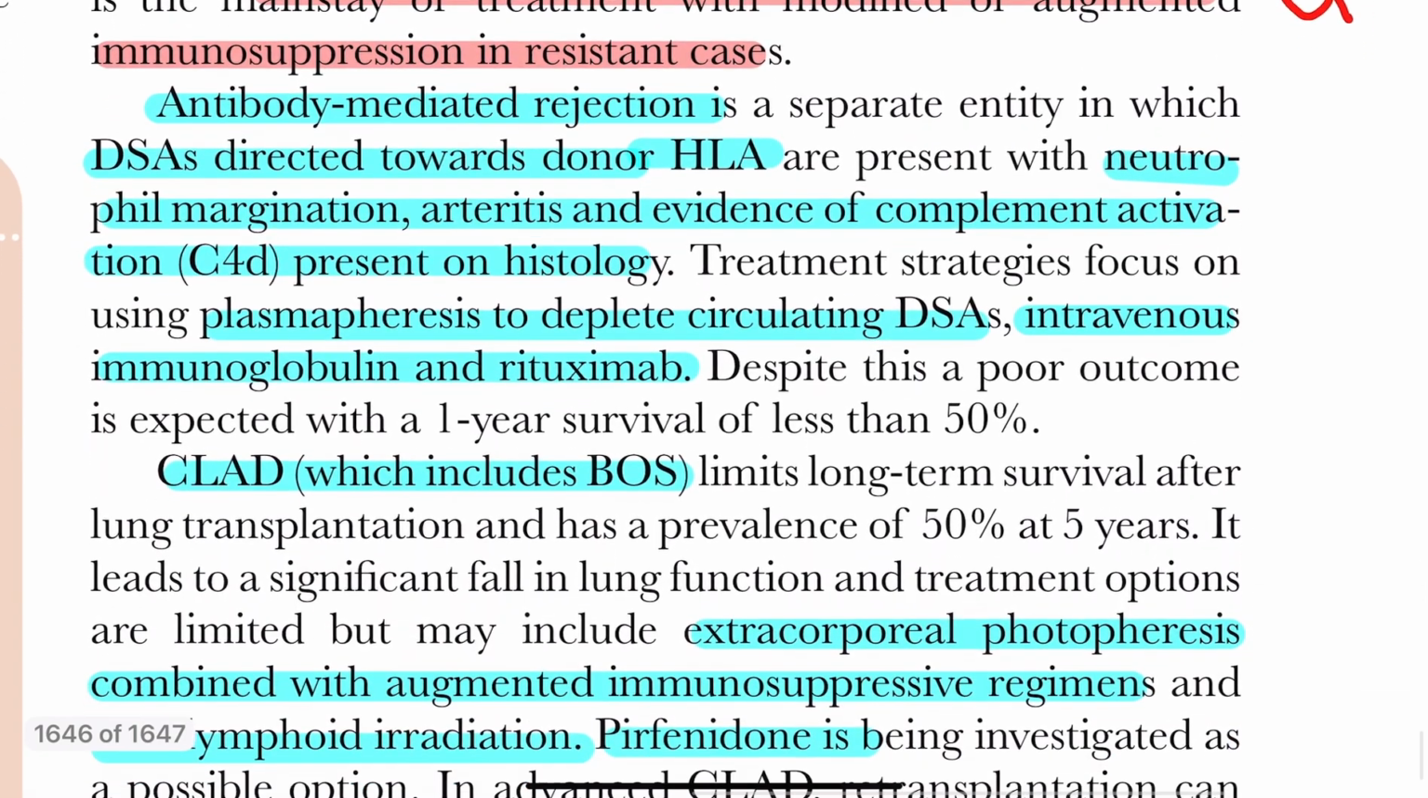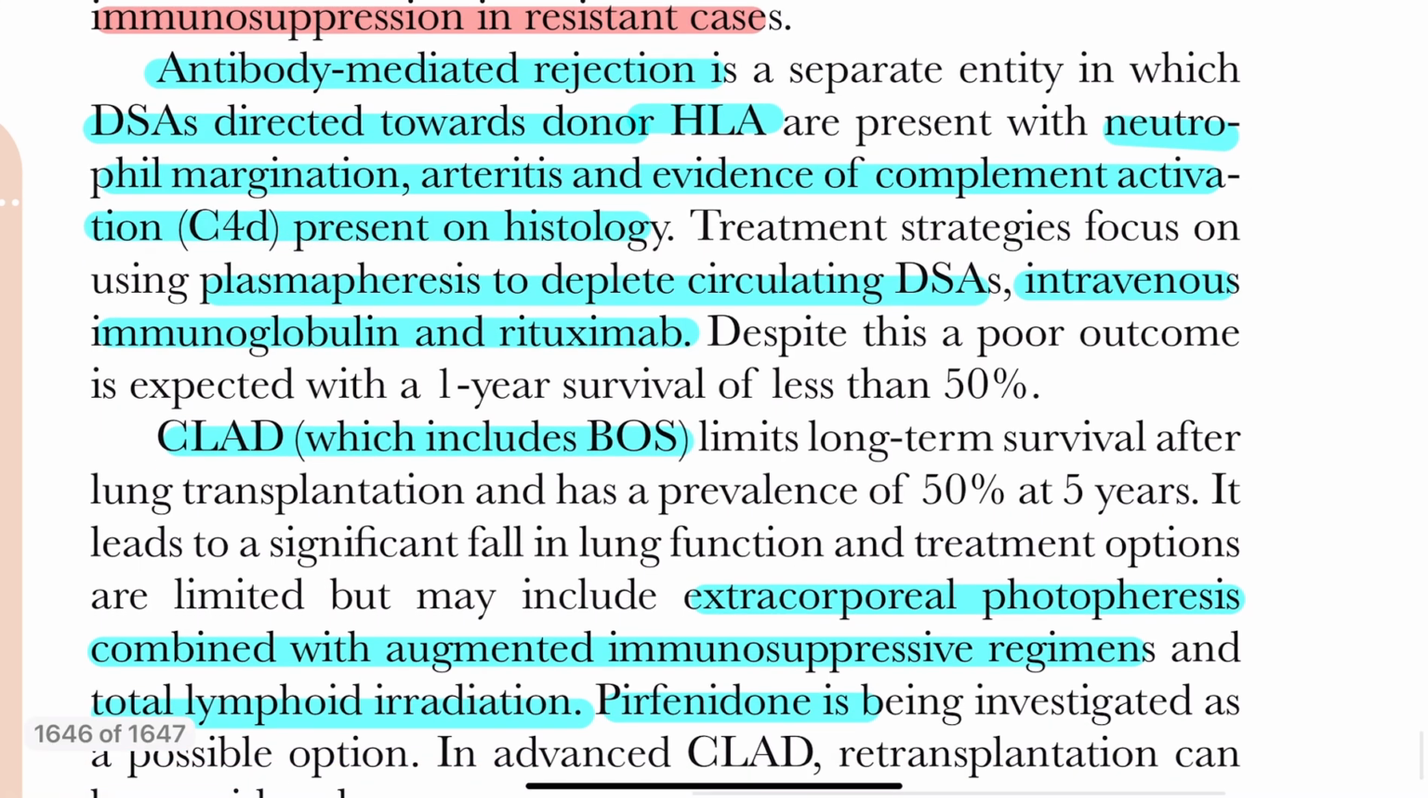In resistant cases, antibody mediated rejection is donor associated antibody directed towards donor HLA. On histology, what you are going to see is neutrophil migration, arteritis, and evidence of complement activation, that is C4d. In this case, it is antibody mediated, so you have to go for plasmapheresis to deplete circulating DSA, then intravenous immunoglobulin and rituximab.